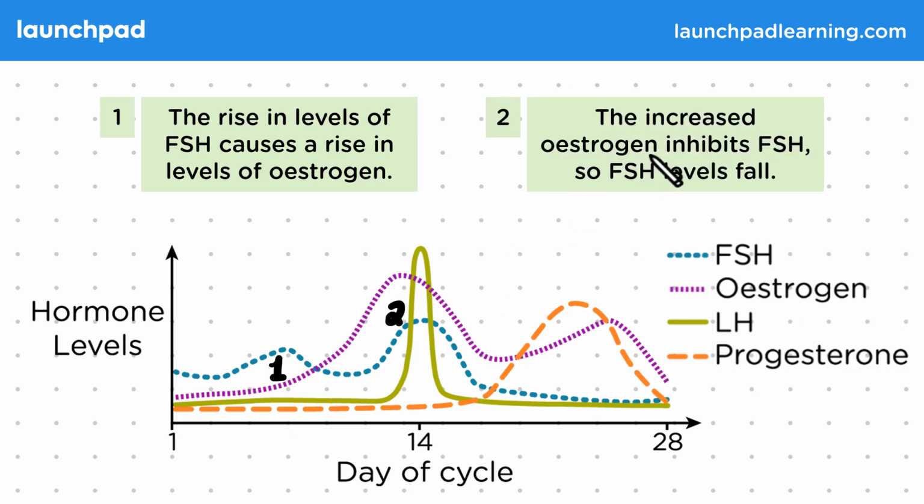The increased estrogen inhibits FSH, so FSH levels fall. So on the graph, you can see that after estrogen rises, there's a dip in FSH levels.